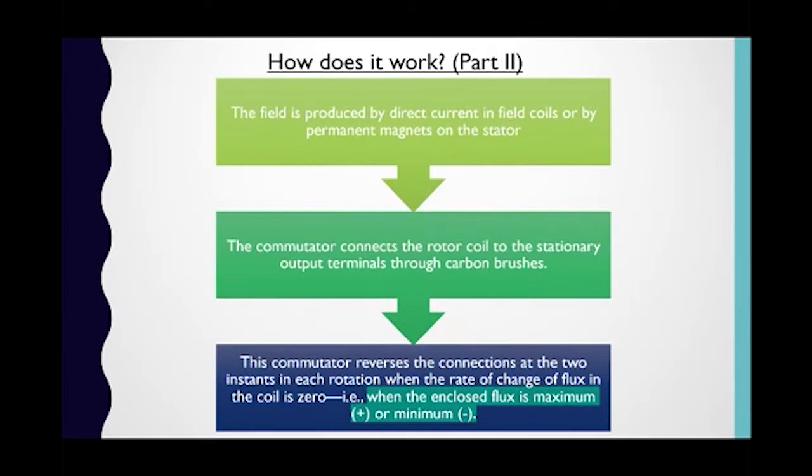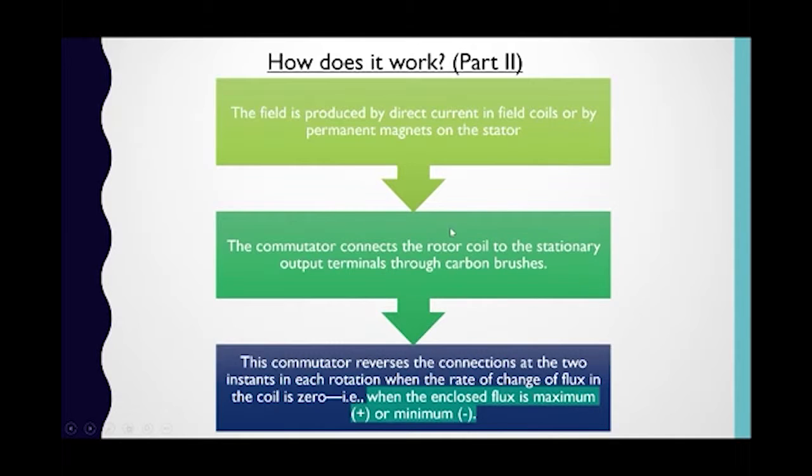The field is then produced by the direct current in field coils or by permanent magnets on the stator. Then the commutator connects the rotor coil to the stationary output terminals through carbon brushes. Now the word rotor coil might be something new to you all. So let me explain what a rotor coil is. A rotor coil is basically a mechanical device consisting of the stationary part of a motor or generator in or around which the rotor revolves.